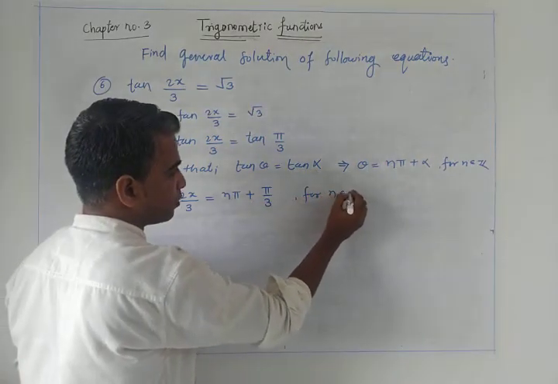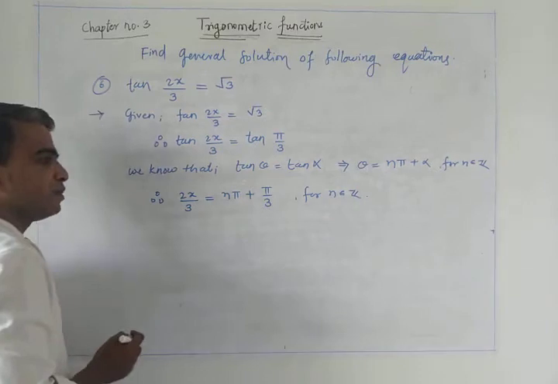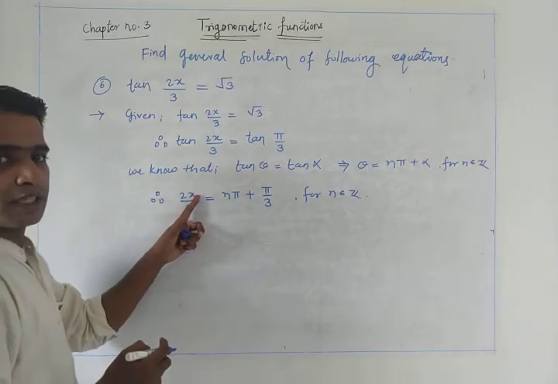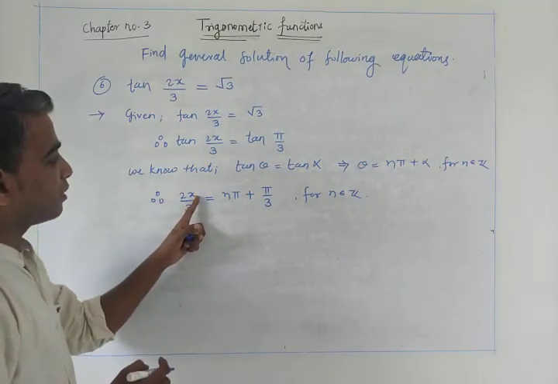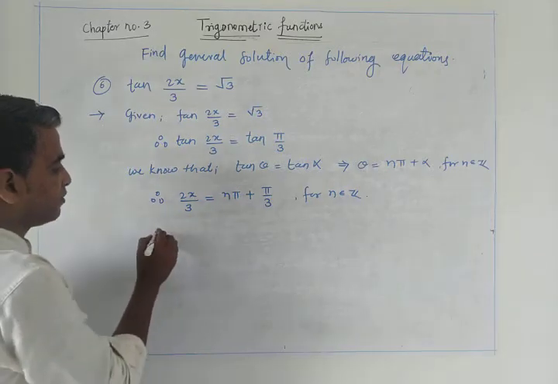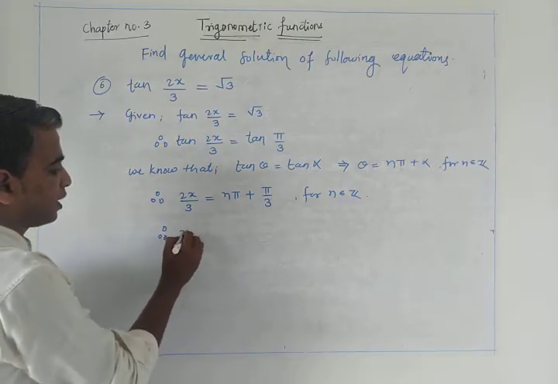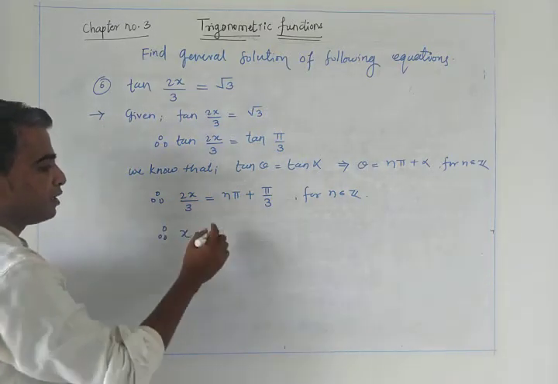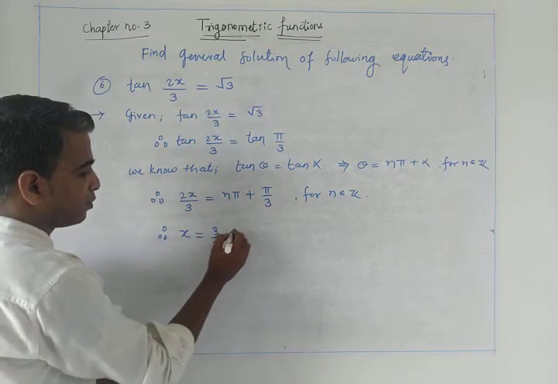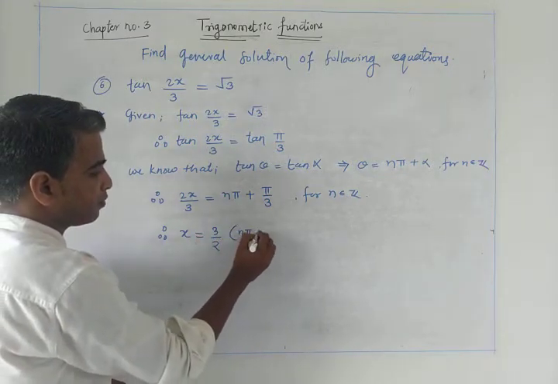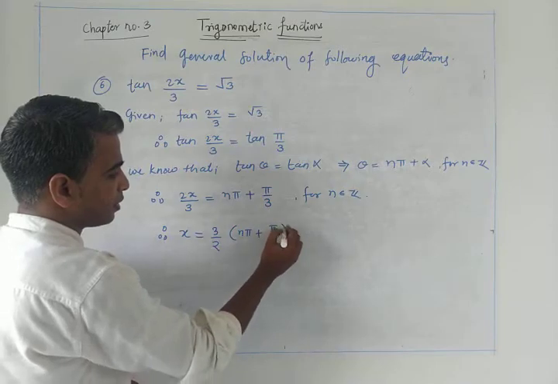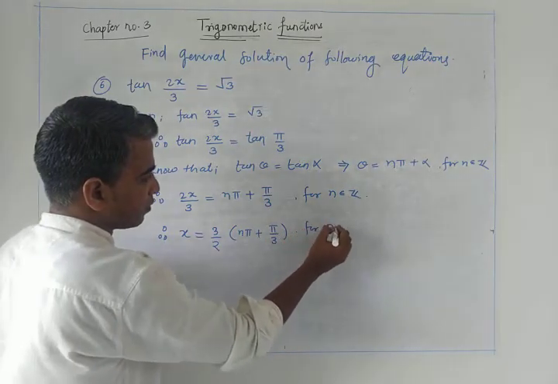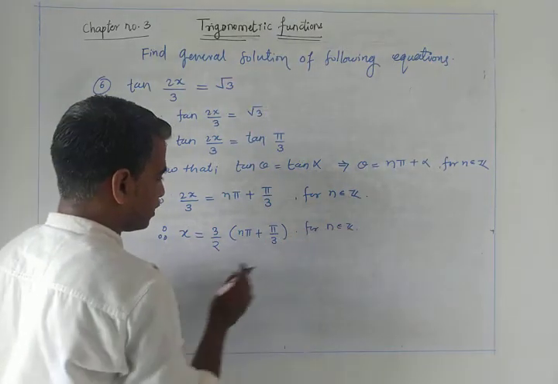For n belongs to Z. But always we are going to find the value of x. They are asking for the general solution. That means they want that value of x. Now simplify that left hand side. So x is equal to, now 2 by 3 on the opposite side will become 3 by 2 into n pi plus pi by 3, for n belongs to Z.